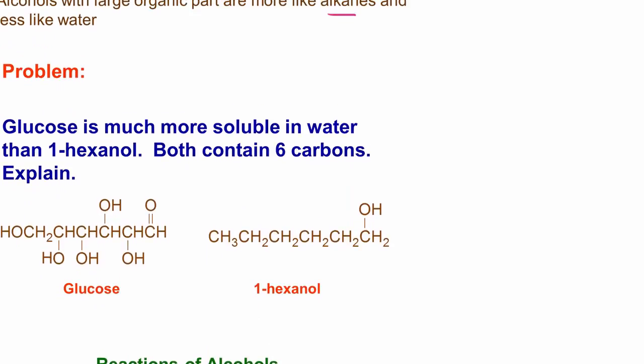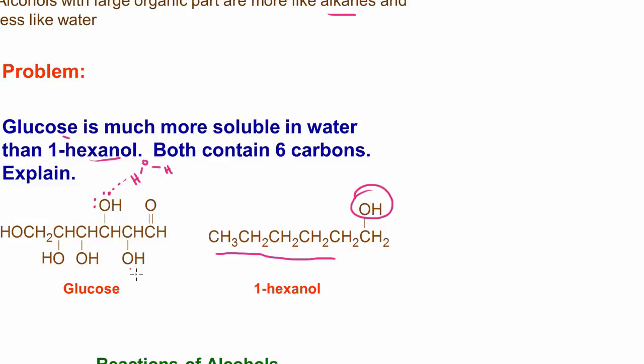Here I have a question. Glucose is much more soluble in water than 1-hexanol. Both contain 6 carbons. Why is this? Well, let's look at 1-hexanol. 1-hexanol is not soluble in water. What you have is this long hydrocarbon chain with the OH group. This is going to be more hydrocarbon-like. But glucose, yes, it has 6 carbons, but it also has 1, 2, 3, 4, 5 hydroxyl groups. So yes, it's going to be soluble in water. There are more opportunities here for hydrogen bonding to occur with a water molecule. So that's going to make it more soluble.